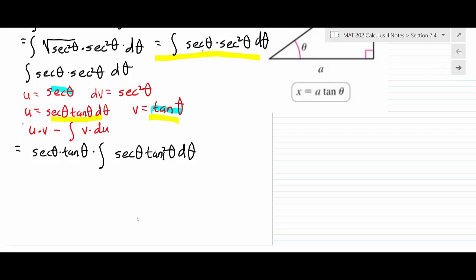If we let u be tangent, the derivative of tangent is secant squared, so that isn't going to help you. So one of the things that you might think about is, well, the only identity you could use is the tangent squared identity. That would get you back to a secant cubed, so that's no good. So remember what happens on integration by parts every now and then.